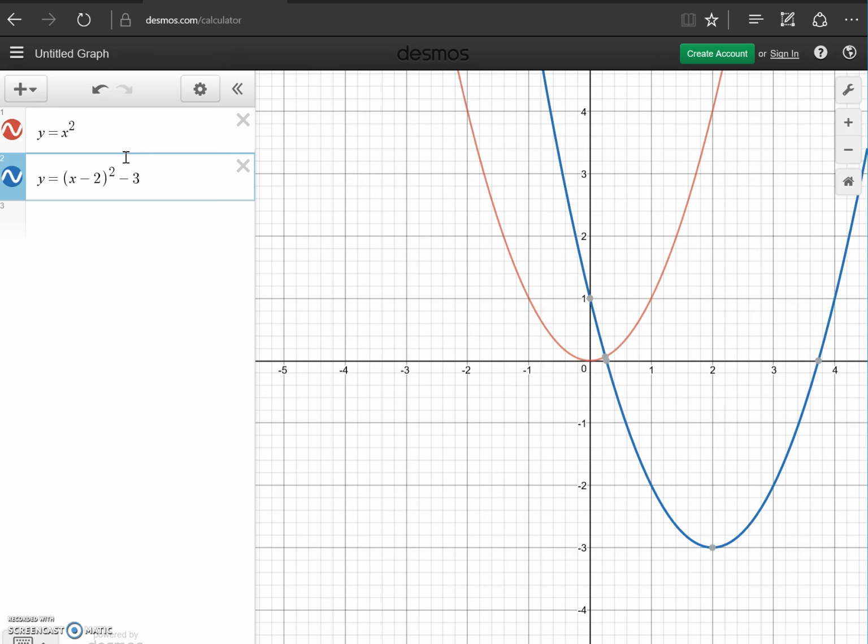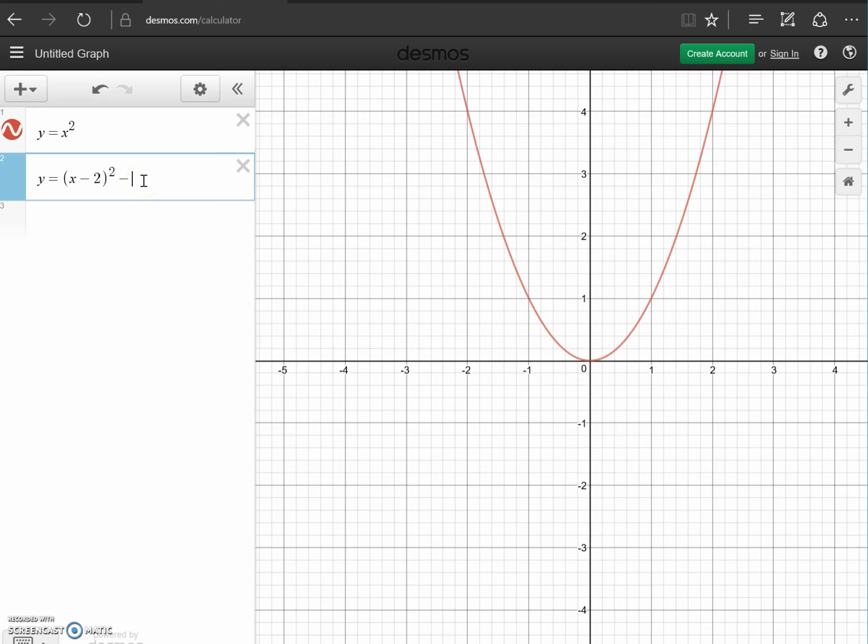So what's happening? Well, hopefully you're thinking, okay, the number on the inside is going to shift the graph either left or right, depending on what that number is. And the number on the outside is going to shift the graph either up or down, depending on what that number is. So again, the number on the inside affects the horizontal shift. The number on the outside affects the vertical shift, right? And this is the number on the outside of the function itself, right? So we'll look at some other examples in just a bit.